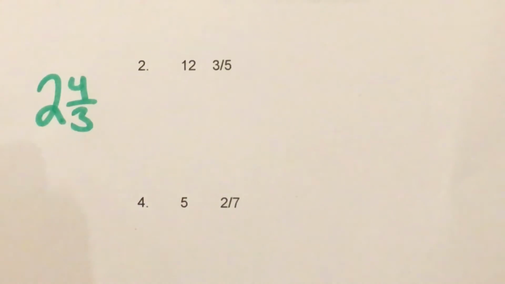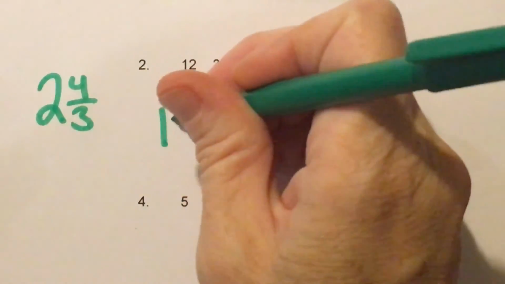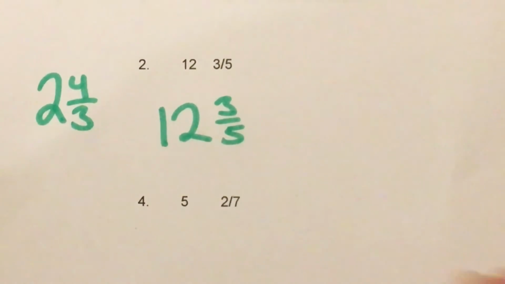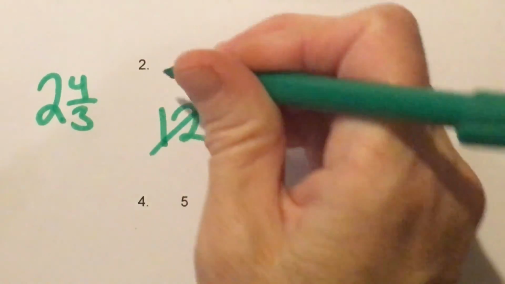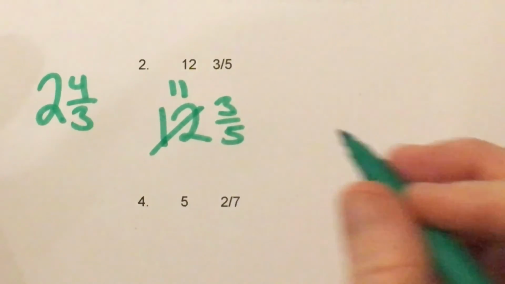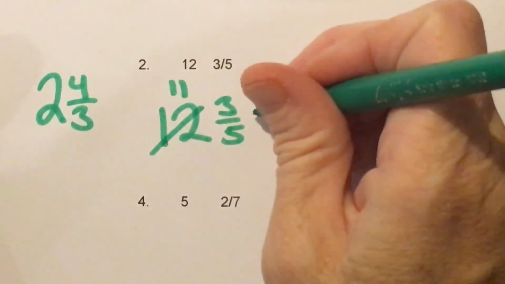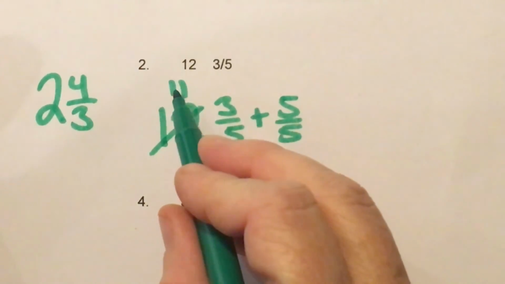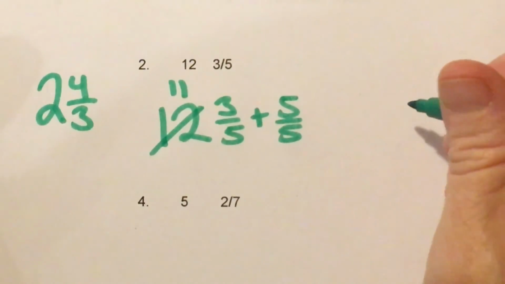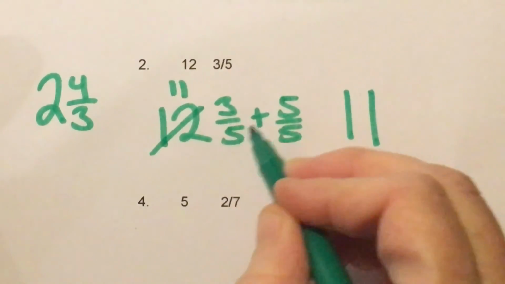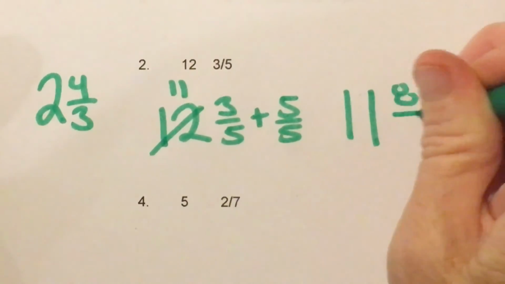Okay, let's try another one. So my problem says 12 3/5. Okay, so I'm going to take 1 away from the whole. So my 12 becomes an 11. And I'm going to cut it up or regroup it into a fraction that's worth 1. So because this has a 5, I'm going to stick with it. So 5/5 is the same as 1. Then I'm going to rewrite adding my fractions. So I have 11 wholes, and 3/5 plus 5/5 is 8/5.